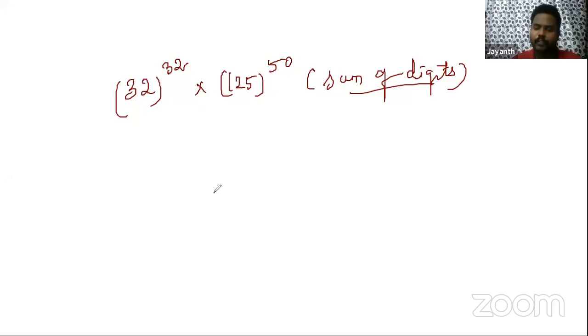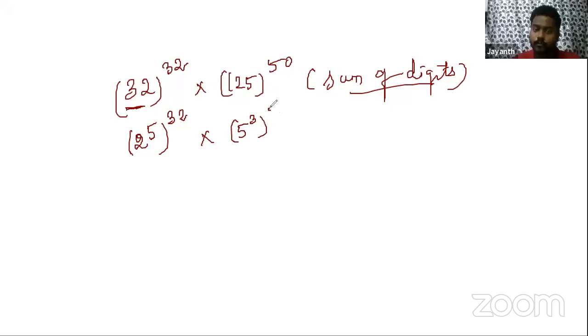Okay. The answer for this one is 7. Listen here. 32 is given. If you write it in powers of 2, 32 is nothing but 2 power 5. So 2 power 5 to the power 32. And 125 is nothing but 5 cube, to the power 50. So that is 2 power 160. 32 fives are 150? Rather, 5 times 32 is 160. And 5 cubed to the power 50 is 5 power 150.